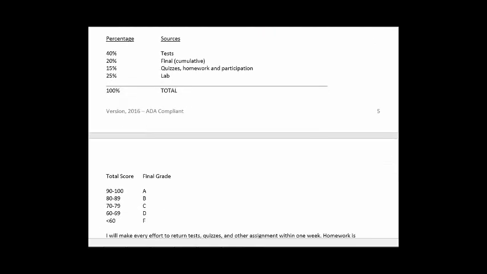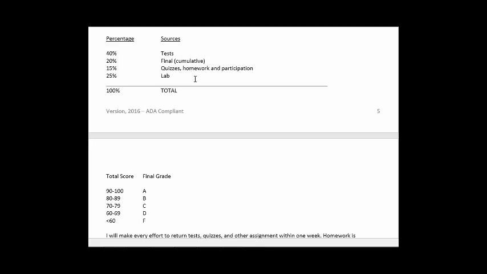The way that your grade is calculated is by a weighted average, where your tests are weighted at 40%. So we have 4 tests. That means they're each worth 10% of your grade individually. I do not drop the lowest test grade. 20% is your final exam. Your final exam is going to be cumulative again of all 10 chapters.